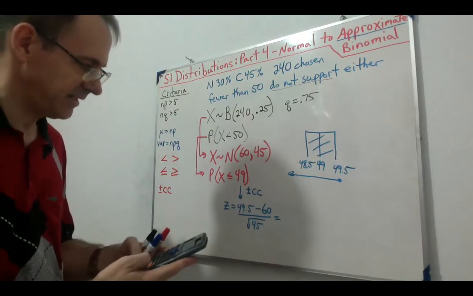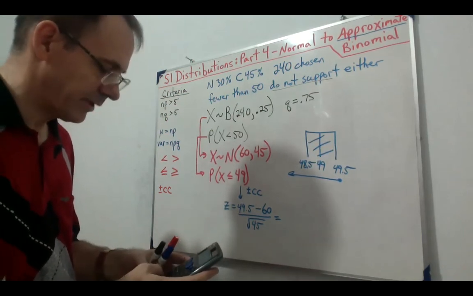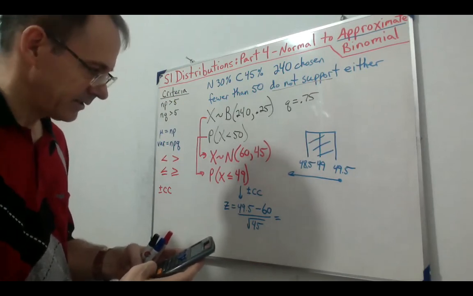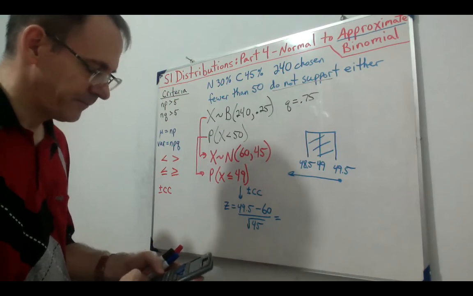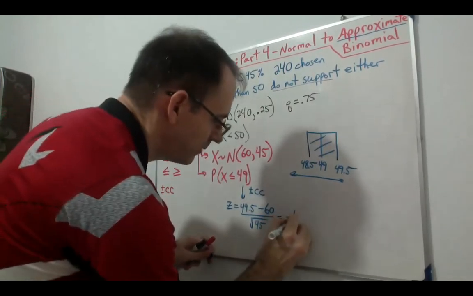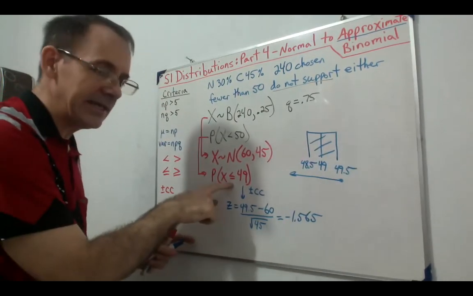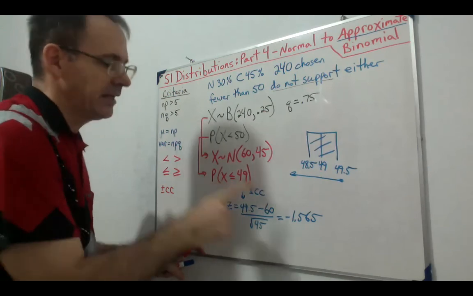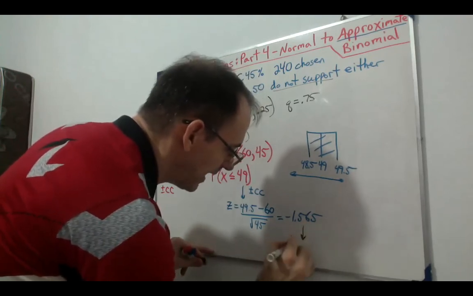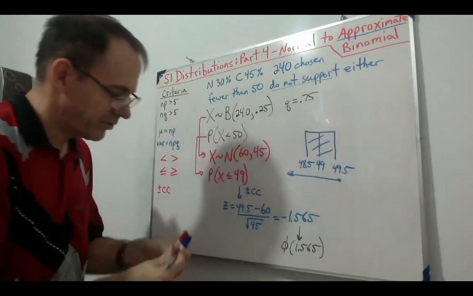49.5 minus 60, let's do that, it's a negative number, divided by the square root of 45 equals negative 1.565. Now, in this case, our inequality is facing the right direction, but we still have this negative value on the Z. So when we plug this into our phi Z chart, we have to use the positive, and we have to remember to do the 1 minus.